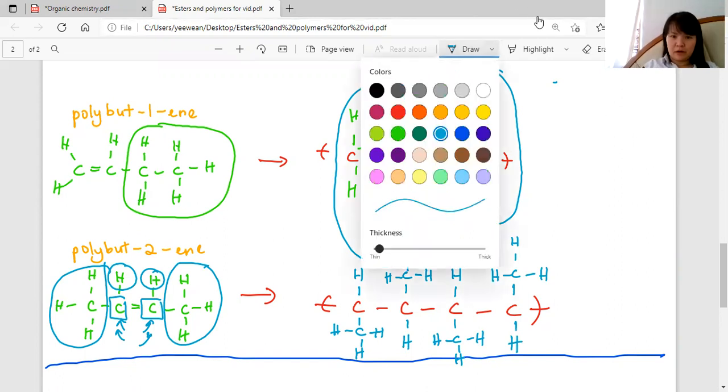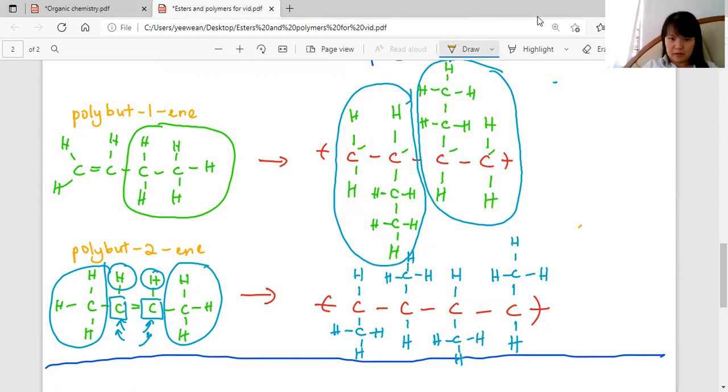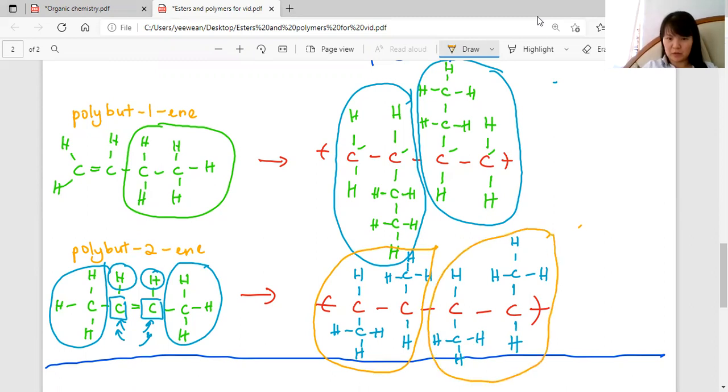And therefore, this is 1 unit of that but-2-yne, and this is another unit of the but-2-yne. Where's my but-2-yne? It's actually 1, 2, 3, 4. That's your but-2-yne.